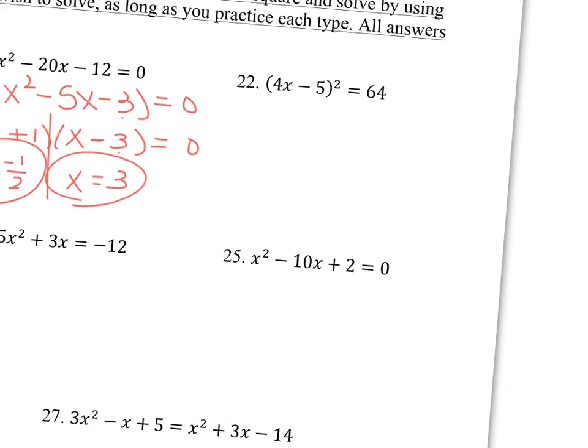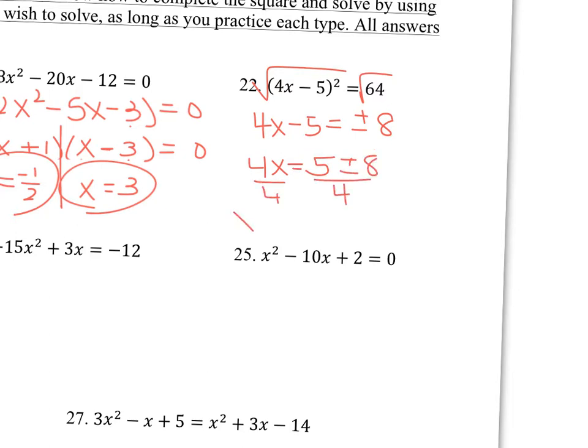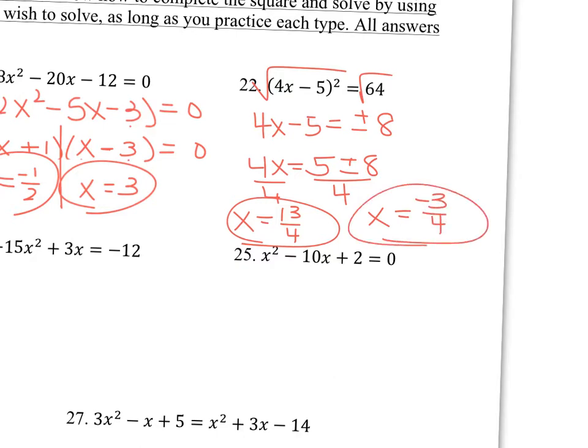On number 22, I am not going to expand it. I'm just going to square root and solve for x. So I have 4x minus 5 equals plus or minus 8. I'm now going to add 5 to the other side, and then divide by 4. So 5 plus 8 is 13, divided by 4 is 13 over 4. That's one answer. 5 minus 8 is negative 3, divided by 4 is negative 3/4.